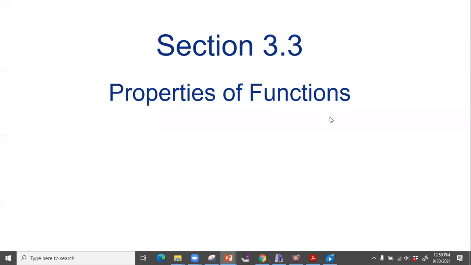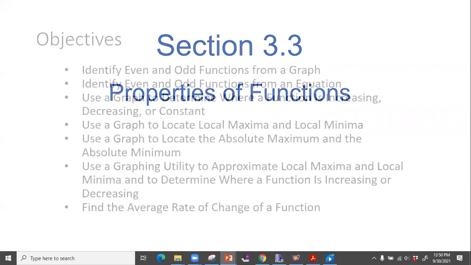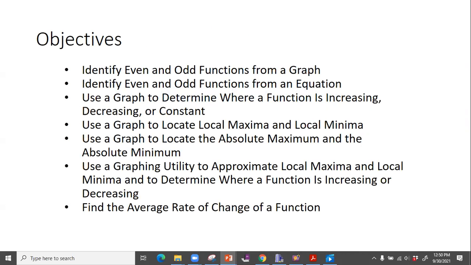All right, friends, we are on section 3.3, Properties of Functions. Remember I said it's kind of a long section? This is a lot. This is all we're supposed to have as a takeaway for this section.